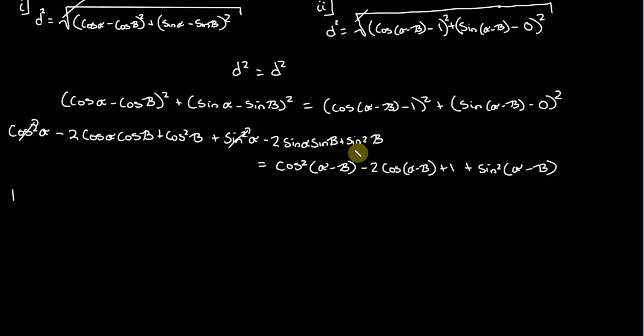We've also got a sine squared beta, and we should have another cos squared beta right here. So that's 1. So we get 1 plus 1. What are we left with? Well, just like in the original proof, we're going to be left with 1 plus 1 minus 2 cos alpha cos beta minus 2 sine alpha sine beta, and now that's going to be equal to the right hand side, which is cos squared alpha minus beta.